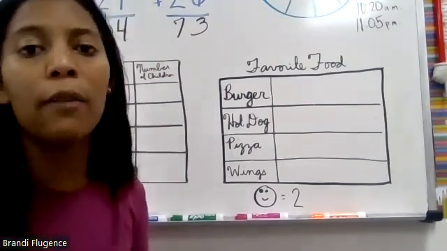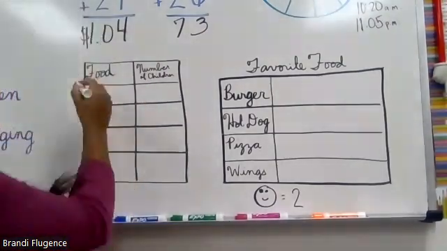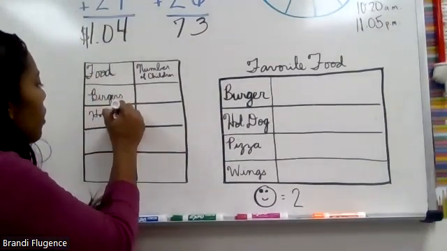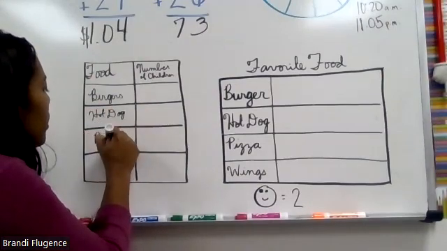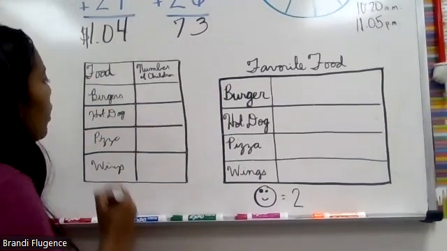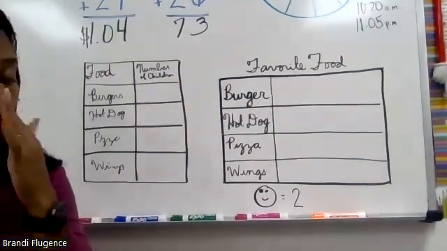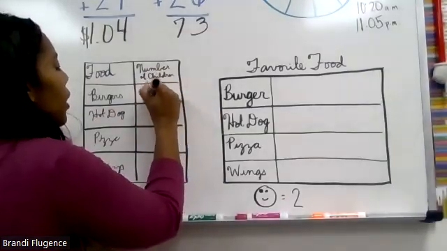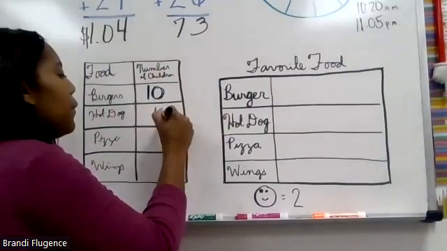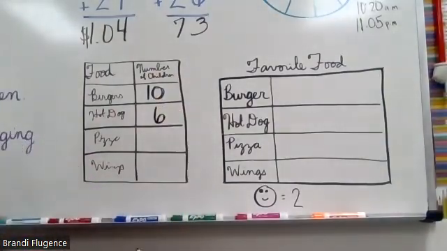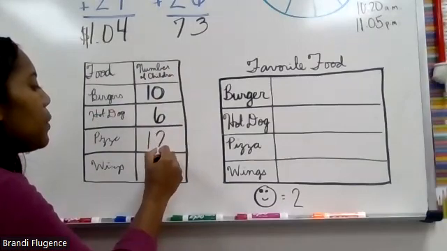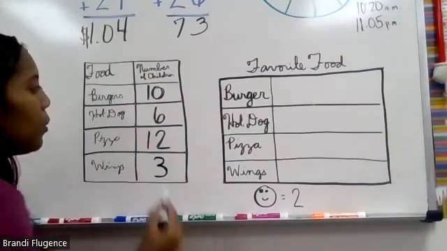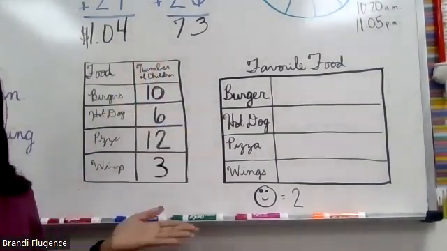We asked everyone what their favorite food was, okay? So the foods are burgers, hot dogs, pizza, and wings. When we asked, 10 people said their favorite food was a burger. For hot dogs, 6 people said their favorite food was a hot dog. For pizza, 12 people said their favorite food was pizza. And for wings, 3 people said their favorite food was wings, okay? So this is our graph here.